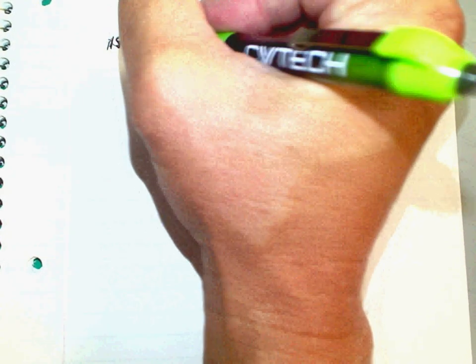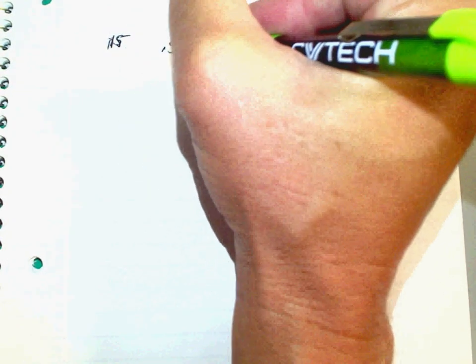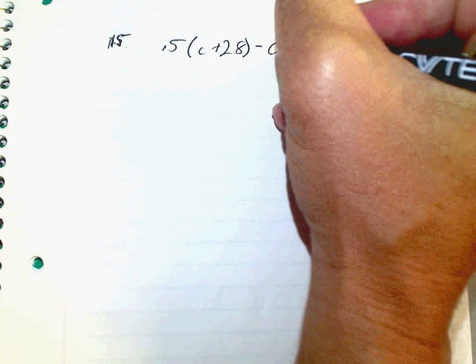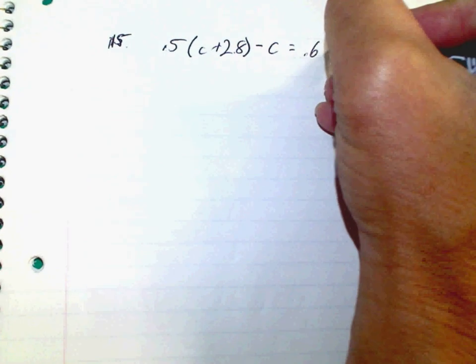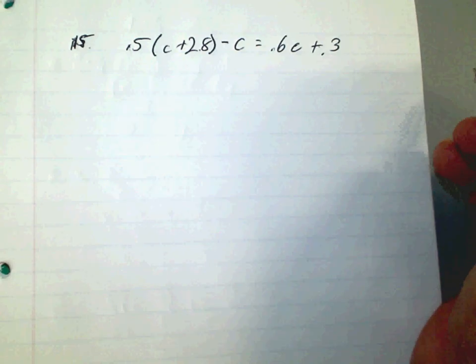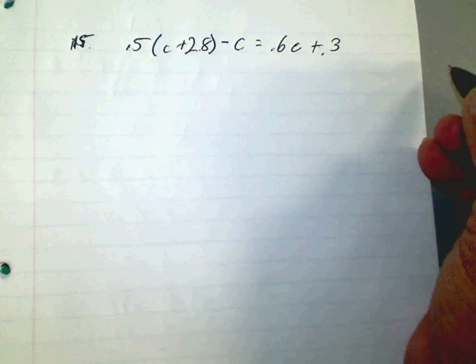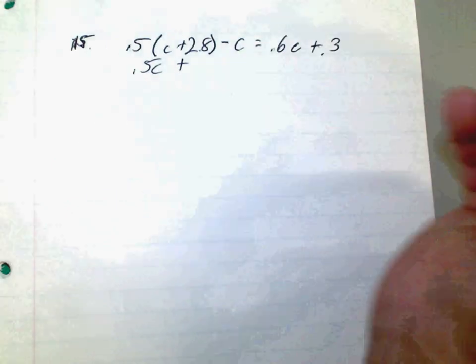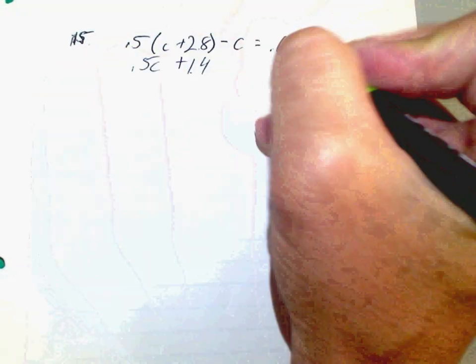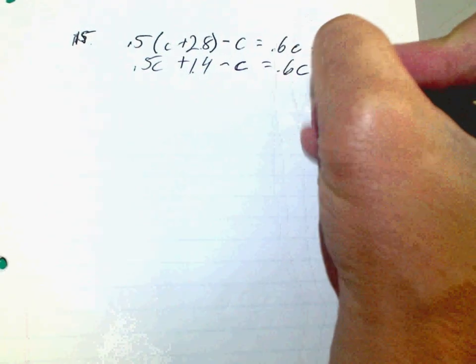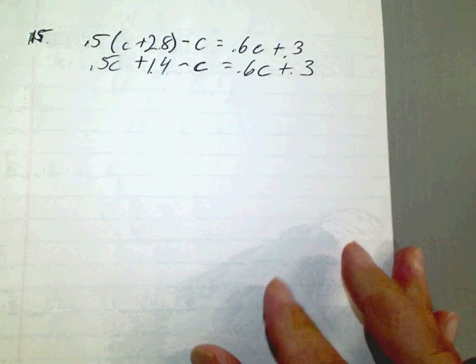0.5 C plus 2.8 minus C equals 0.6 C plus 0.3. Got a lot of decimals. I could have gotten rid of all those decimals if I wanted to by multiplying that. Let's just go with it. 0.5 C. What is this? Plus what? 1 point. I should have known that. That's like half. Minus C. 0.6 C. My handwriting is going to fail me here because I'm starting to wonder if I'm writing C's or what that is.